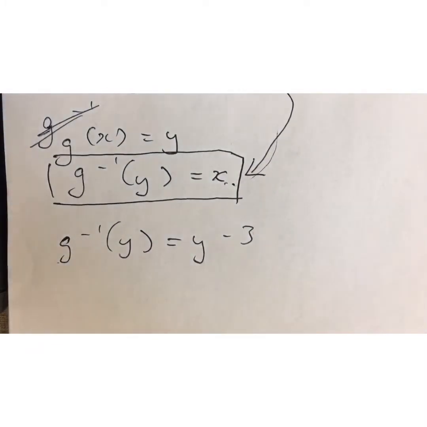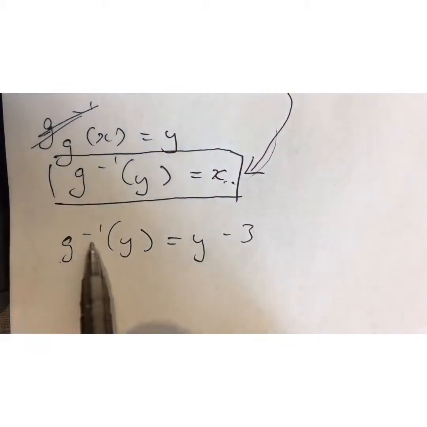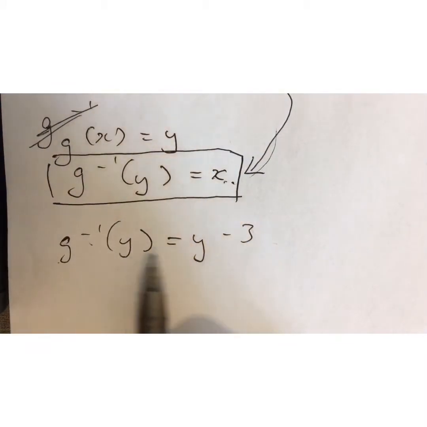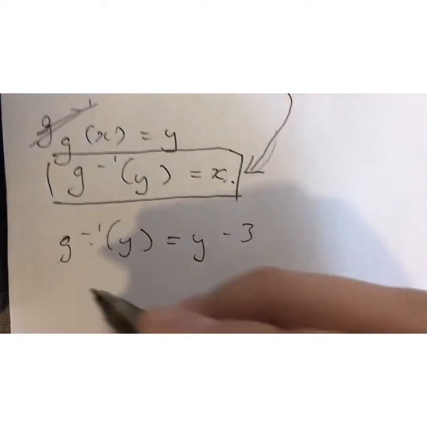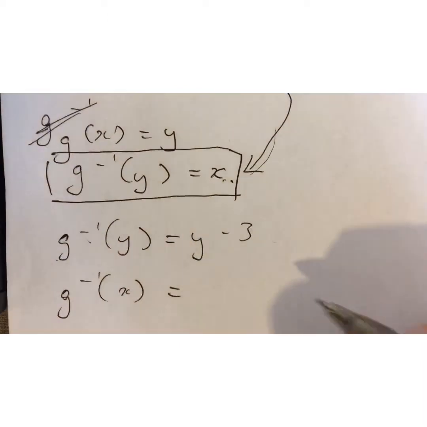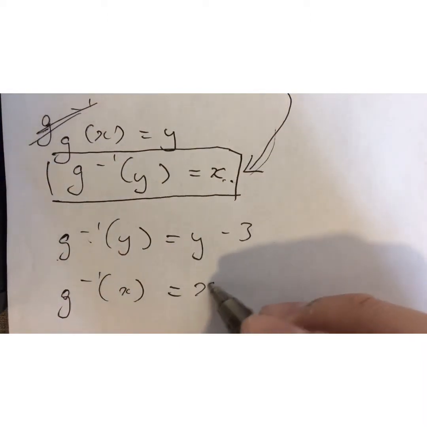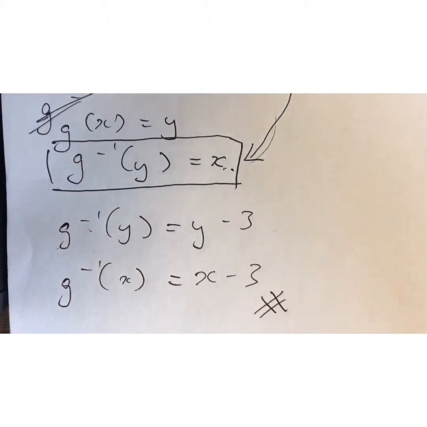Alright, and a second rule you need to know is that you can change your variables wherever you want. If it's g to the power negative 1, y equals y minus 3, there's only one unknown here, which is y. It's exactly the same if you want to substitute it to g inverse x equals, you just change the y to x's, and that's your answer. Very, very simple, right?